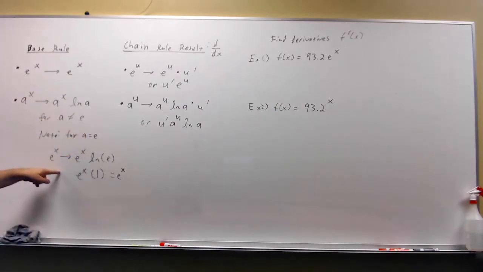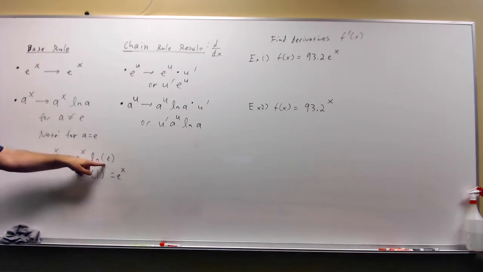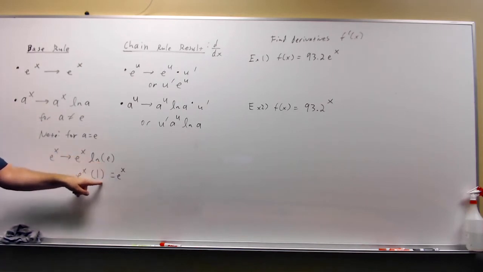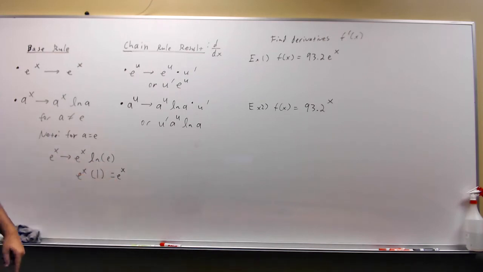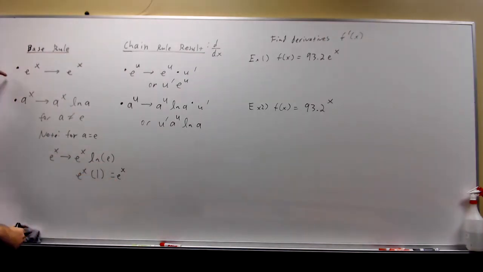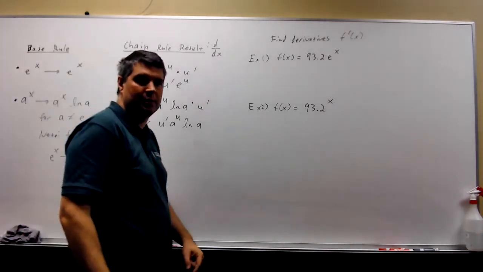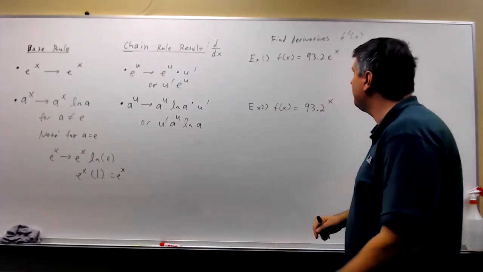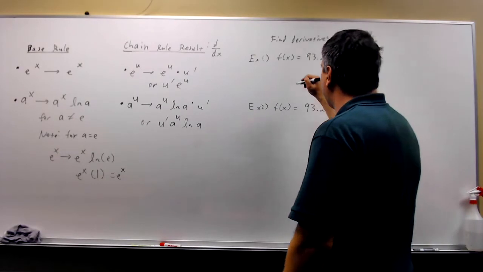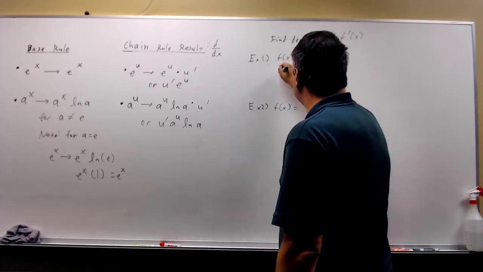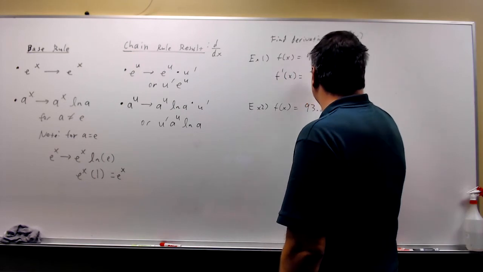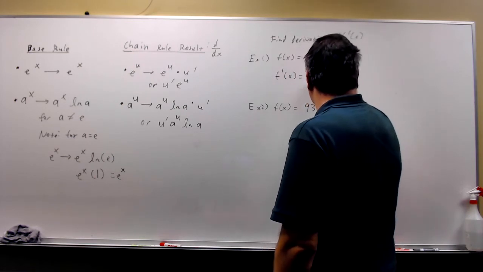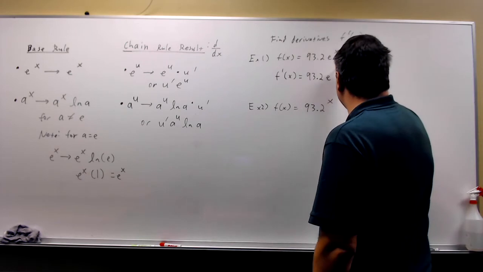But e to the x would differentiate under this rule as e to the x times the natural log of e. Natural log of e is 1. So e to the x times 1 would give me e to the x. So that's the reason why these two rules are explained differently. Okay, so example 1. We're looking for our derivatives. So f prime of x is, well, 93.2, and the derivative of e to the x is e to the x.